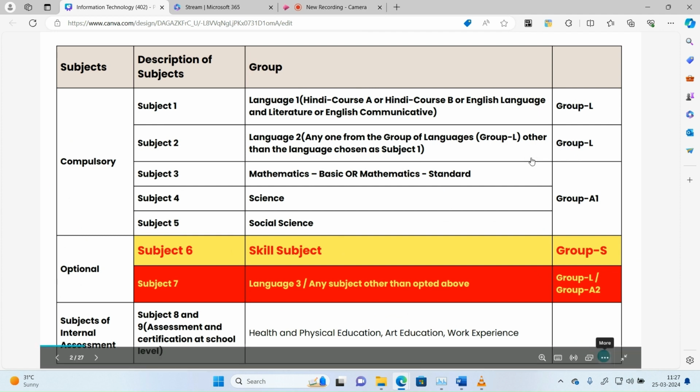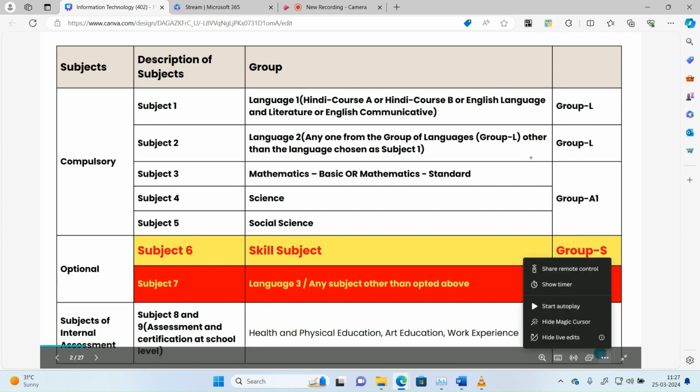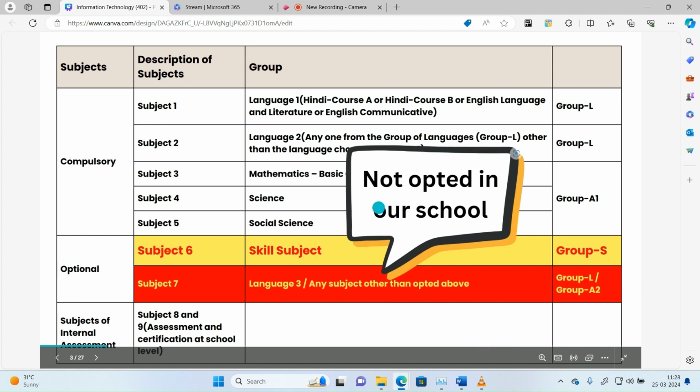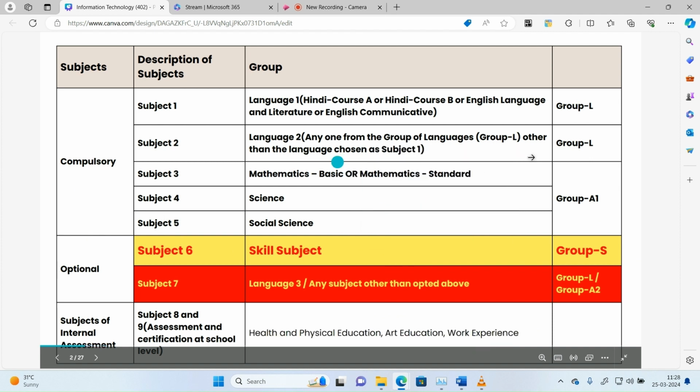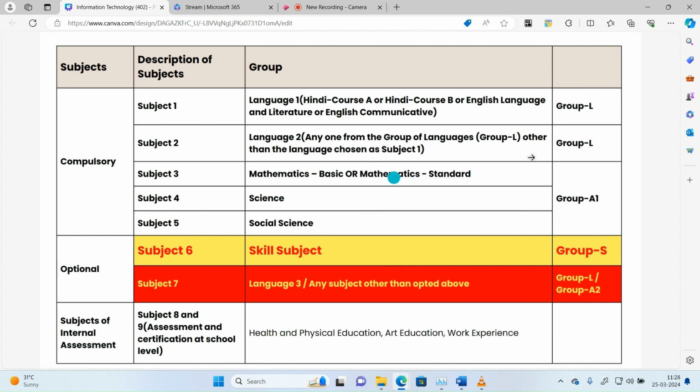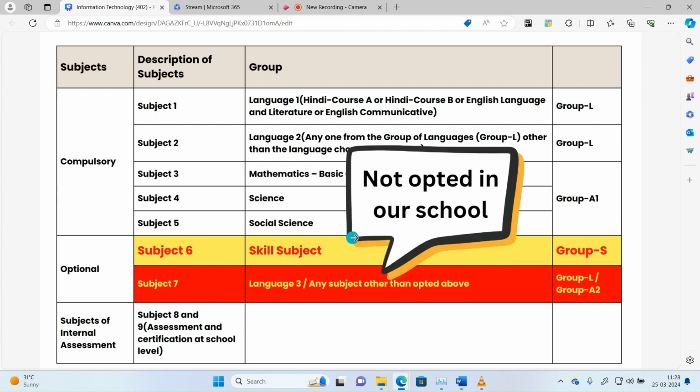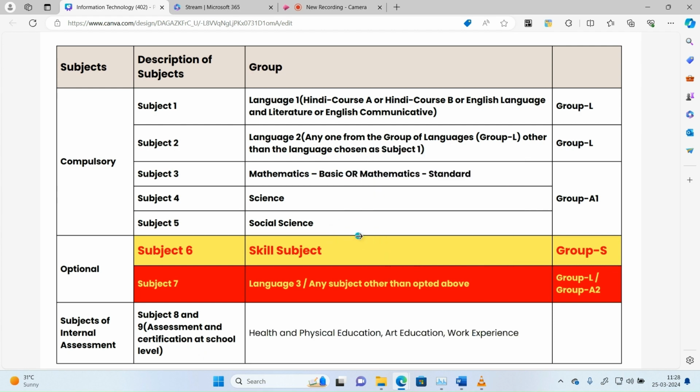Then your third subject is mathematics, basic or standard. Now basically, basic or standard maths is something which will be followed in class 10th. You'll come to understand that in class 10th. But right now in class 9th, it is just plain standard mathematics for you all. Then subjects 4 and 5 are science and social science, and you can see here that subjects 3, 4, 5, that is math, science and social, they come under group A1.